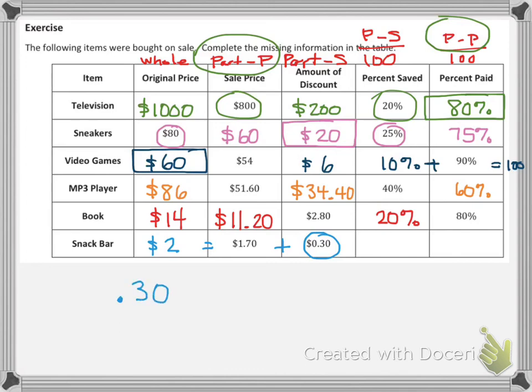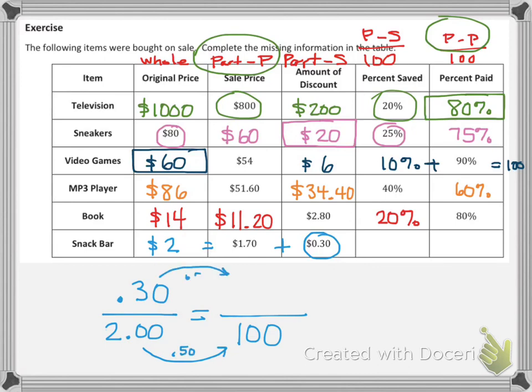So I'm going to use 30 cents as my part. The original price is the whole. That's $2, okay? And then I'm going to set that equal to a percent. I don't know the percent, but I do know that every percent is per 100. And now I do see a nice constant. 2 times 50 is 100. So 30 cents times 50 is going to be my answer.